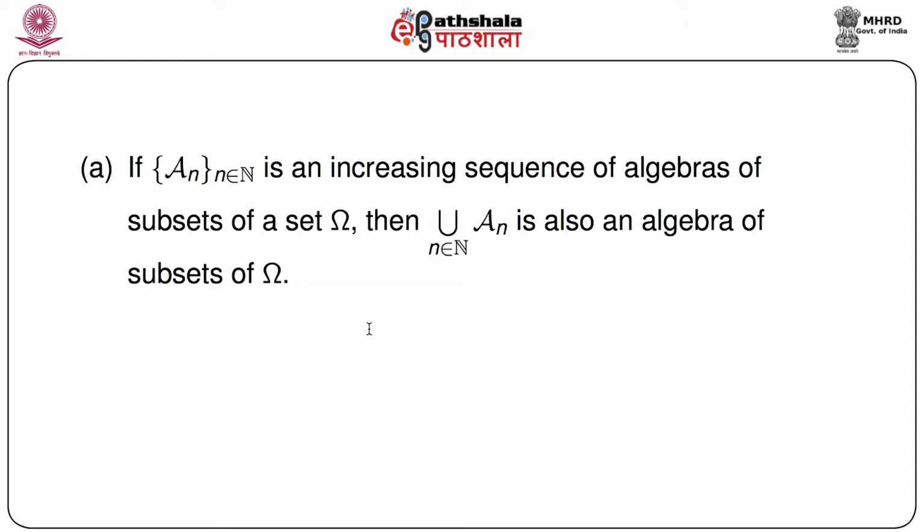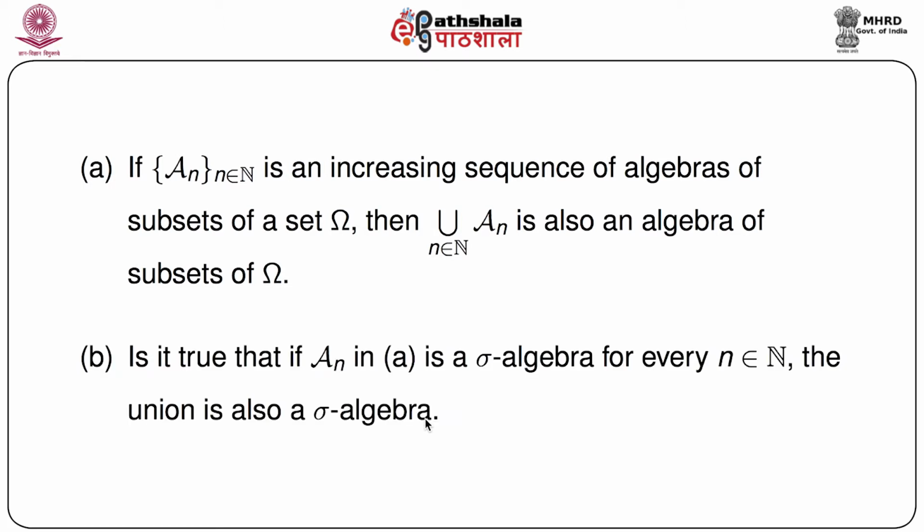The first problem is based on set theory, or algebras. Suppose we have an increasing sequence of algebras, script A_n, n belongs to the set of natural numbers, that means script A_1, script A_2 and so on, and this sequence of algebras are of subsets of a set omega. Then we have to show that the union of A_n is also an algebra of subsets of omega.